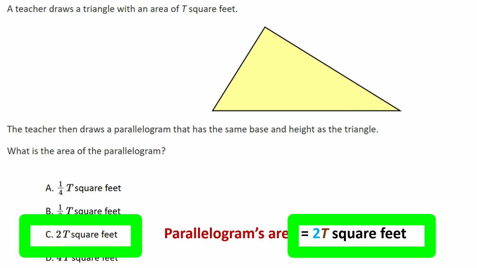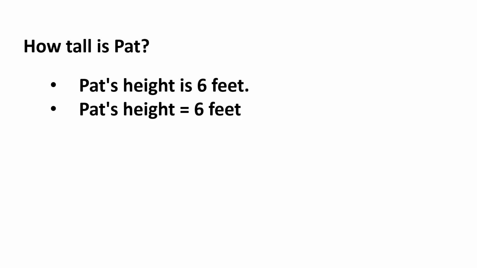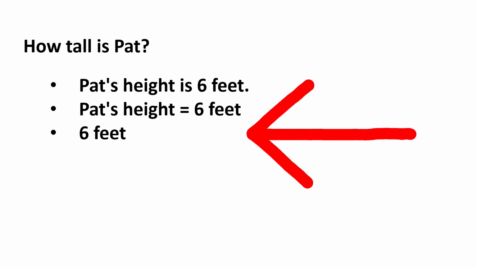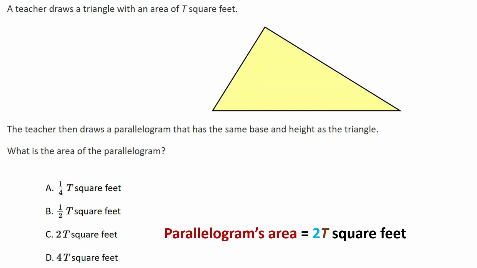Here's one way to think of how the question and the answers are arranged. If the question was, how tall is Pat? Then the answers could be any of these. Pat's height is 6 feet. Pat's height equals 6 feet. 6 feet. In the last case, the answer just shows the part on the right of the equal sign. That's the same format that the test makers use for this question.